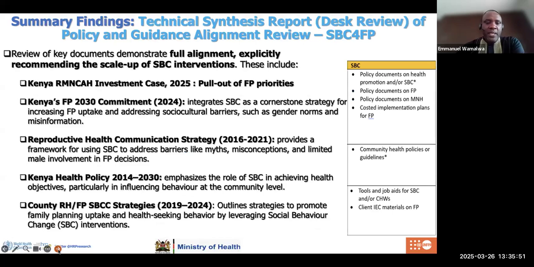This is for SPC, quite similar. A number of documents were reviewed. This is just indicative of some of the documents reviewed: the Kenya RMNCH investment case, FP 2030 commitments, which integrate SPC as a cornerstone in terms of FPR uptake, the RH communication strategy, the Kenya health policy, and county level strategy, also providing support to SPC for family planning.